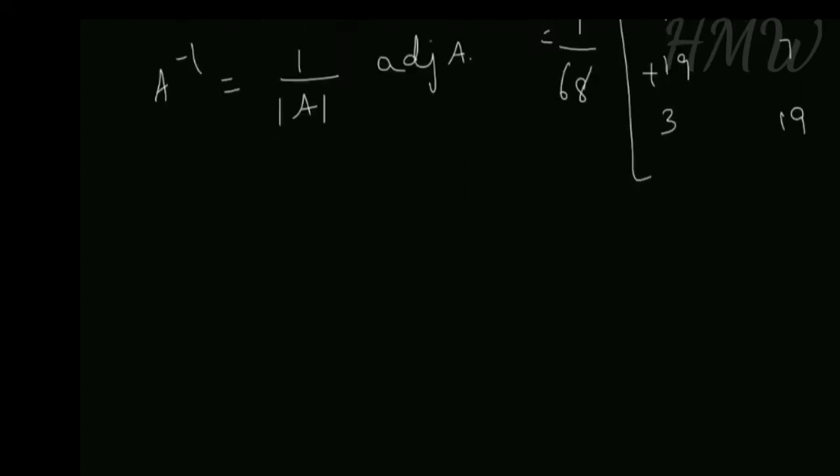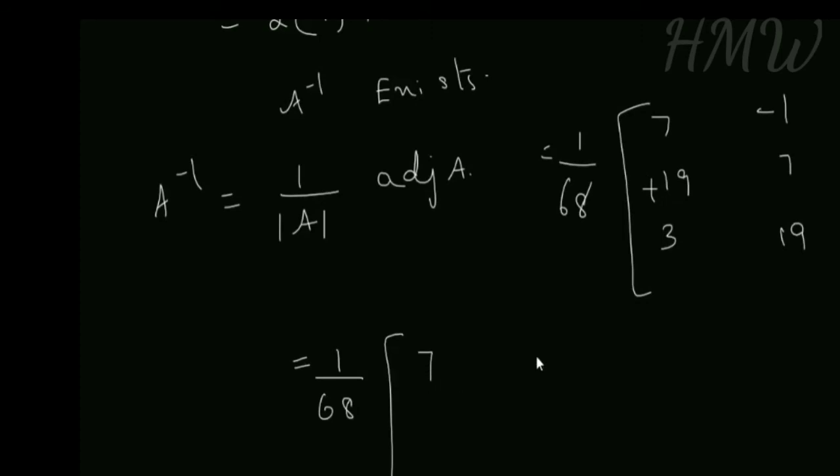Then you have to take the transpose of it. So transpose is, first row is 7, 19, 3. First column will become first row. Minus 1, 7, 19, 10, minus 2, 14. So first row, first column became first row, second column became second row, third column became third row. So this is the A inverse.